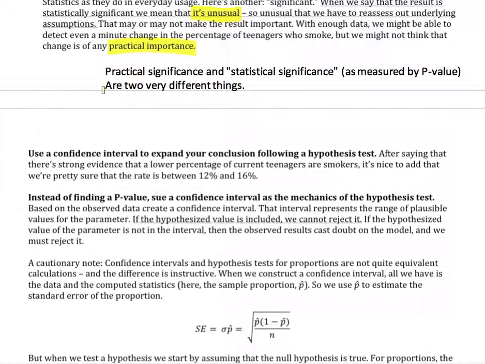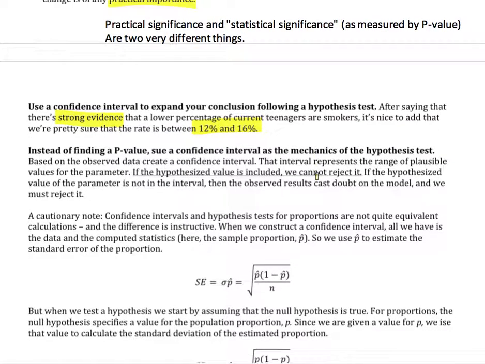All right, let's see. Use a confidence interval to expand your conclusion. We did that on the first quiz. So after saying there's strong evidence of a difference, you might want to follow up by saying, okay, if the null hypothesis was false, let's try to estimate what the real thing should be, try to estimate the real parameter using our statistics, and create a confidence interval. That's a great thing to do.